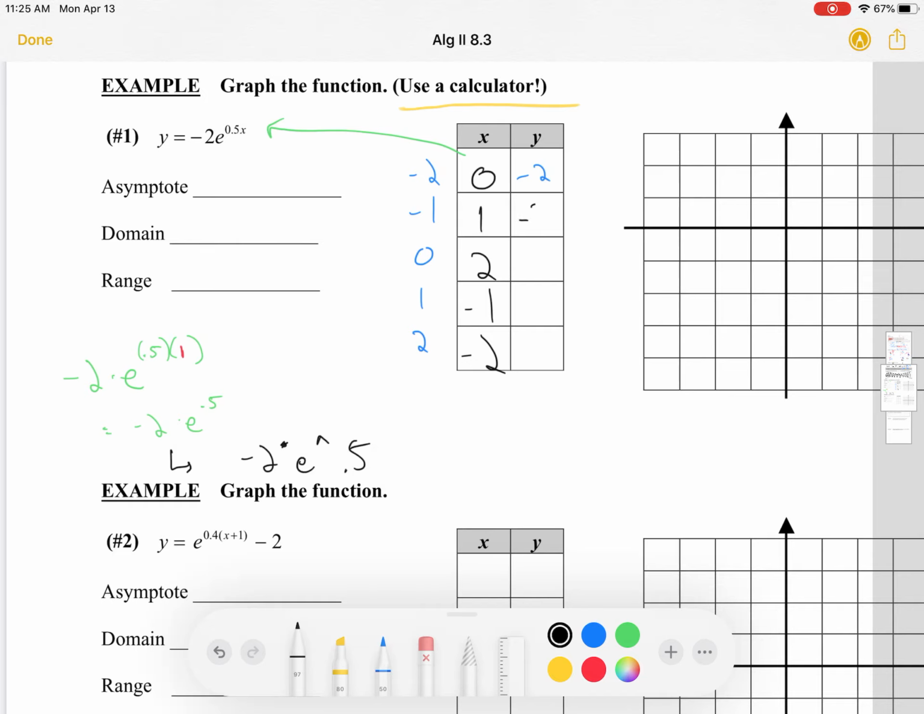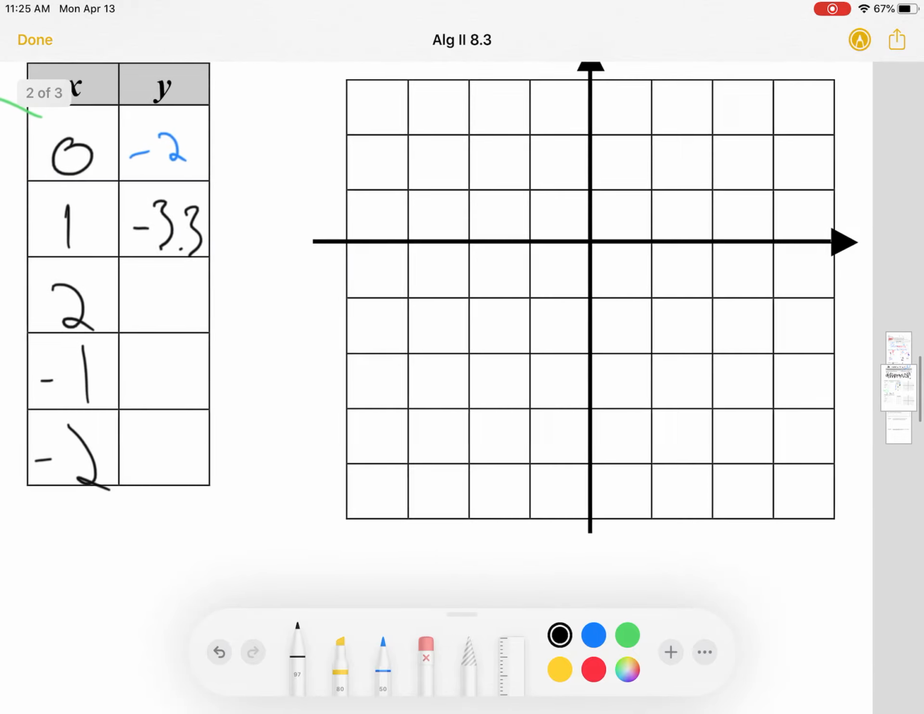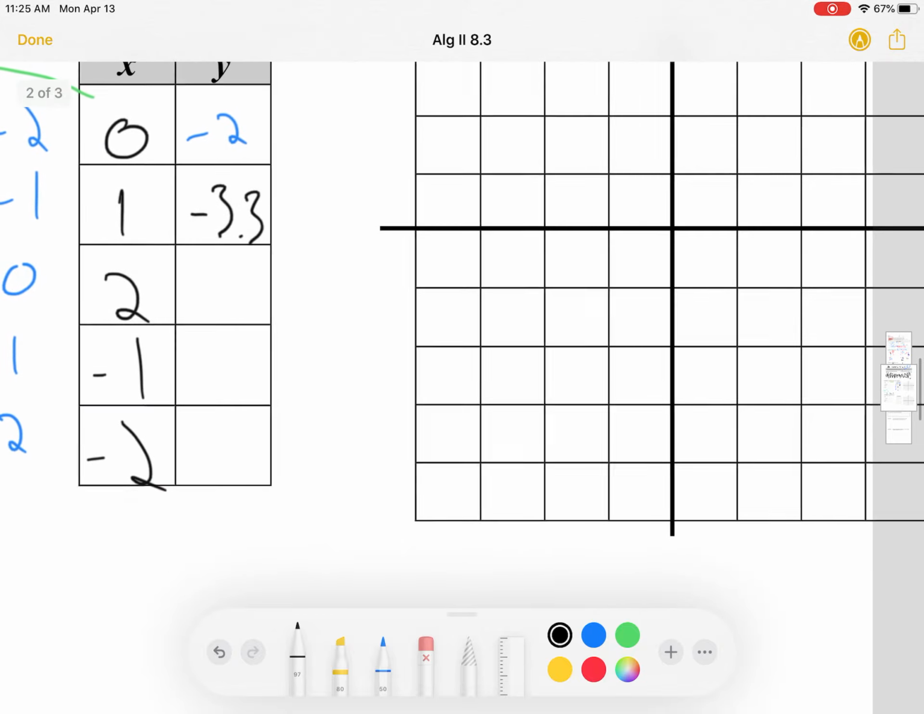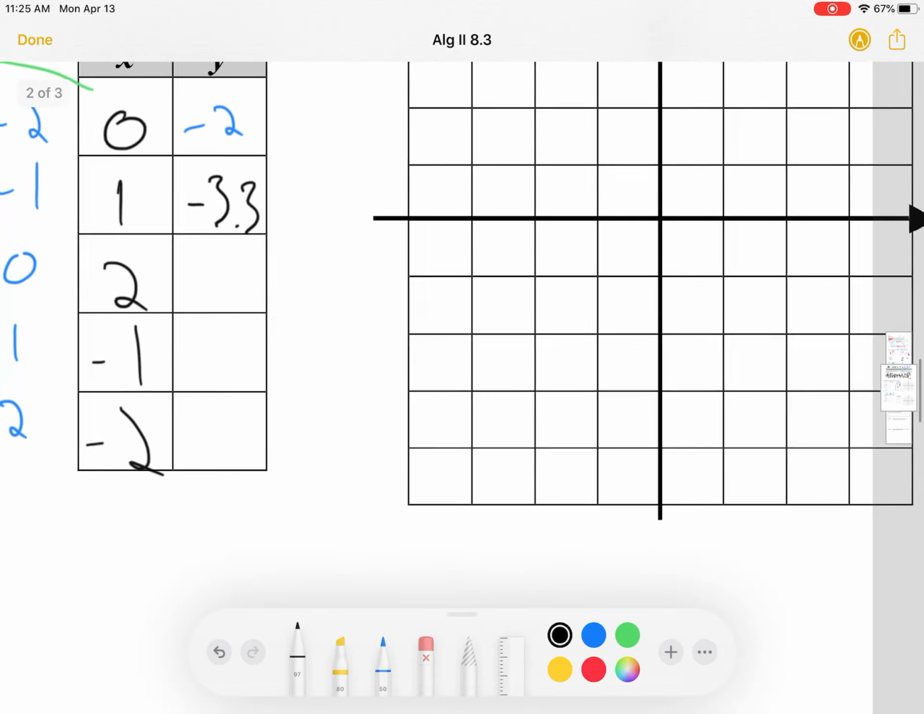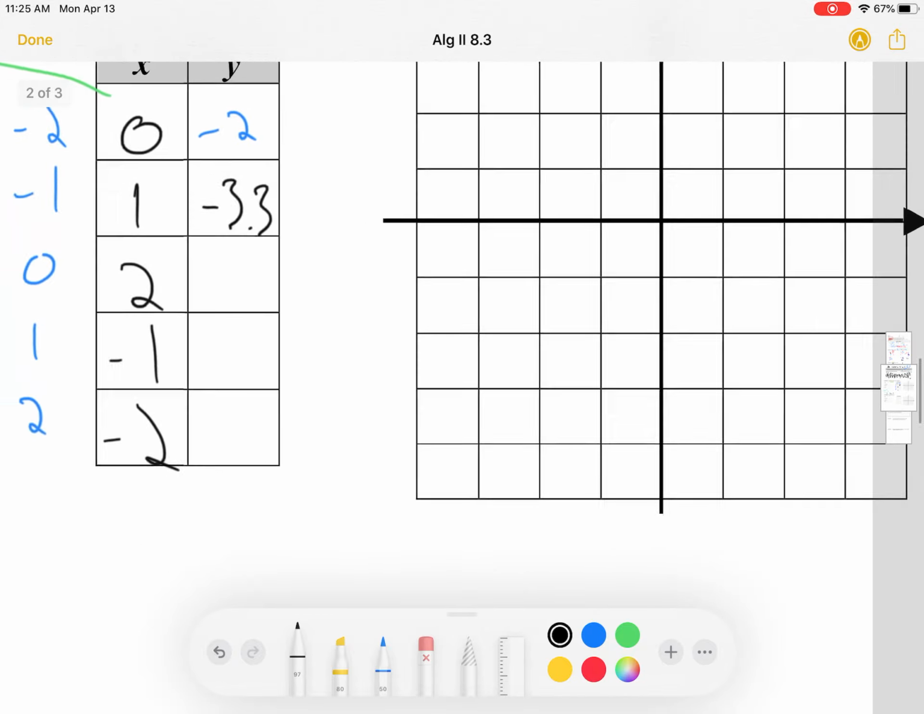negative 3 point about 3. I'm just going to go to 1 decimal here just because it's not that much space. And when I look at this graph, I'm not going to be able to tell the difference between negative 3.3 and negative 3.297442514. So you can just round to 1 decimal for now.